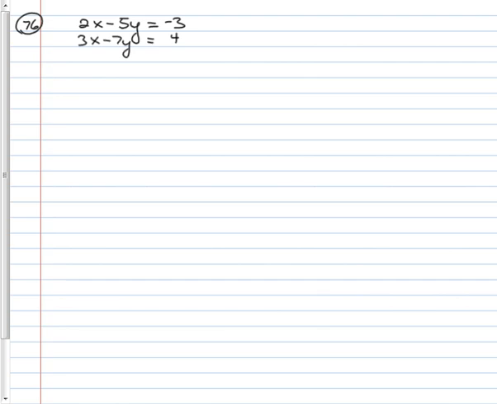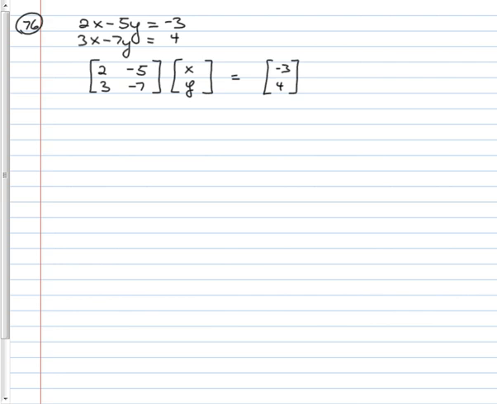Okay, inverse matrix method means I first write this as a matrix equation. So I write the coefficient matrix, 2, negative 5, 3, negative 7. Then we write the variable matrix, xy. And then we say it equals the constants, negative 3 and 4. A minute ago, they gave you one of these and said, write the system of equations. So here we're kind of doing the reverse. They're giving us the system of equations, and we have to write the matrices. Now we're going to solve this.